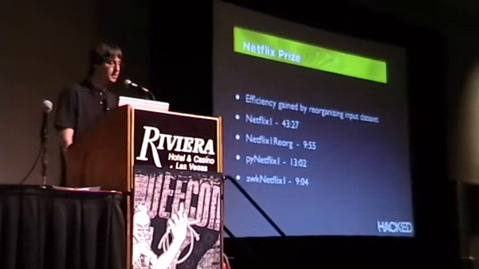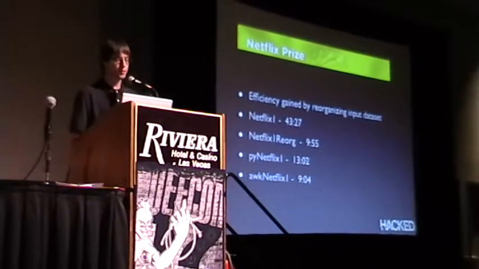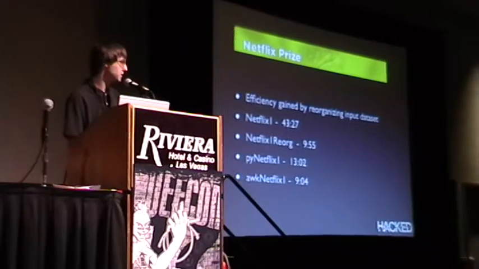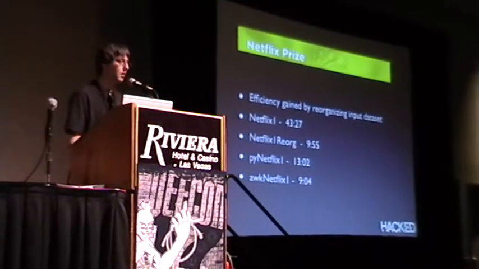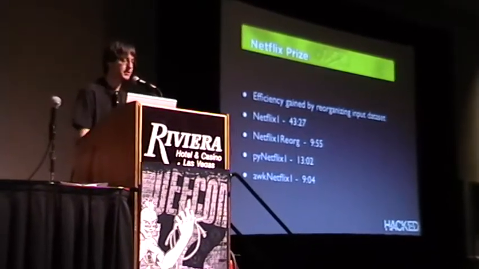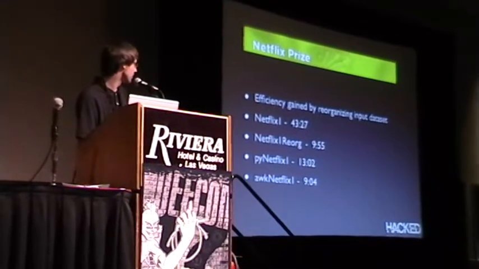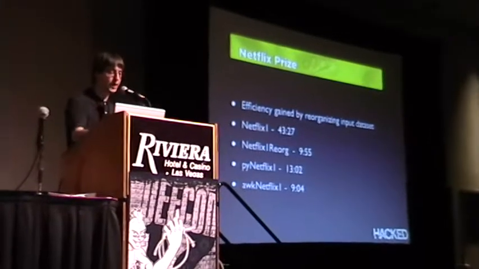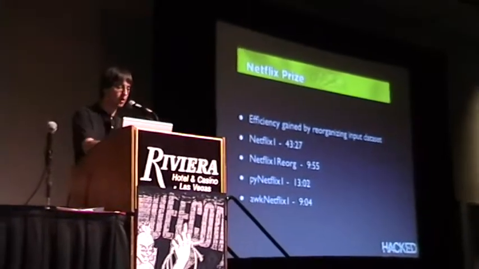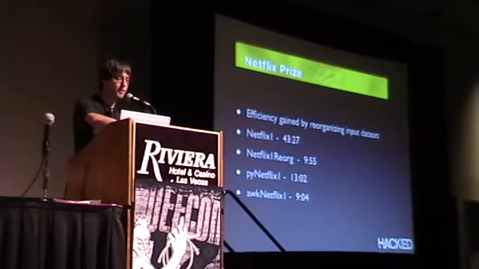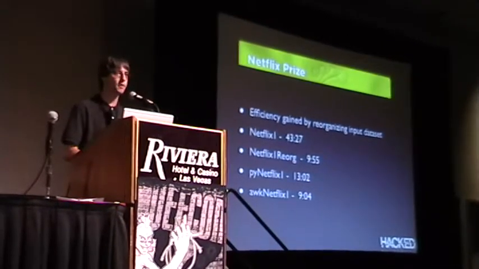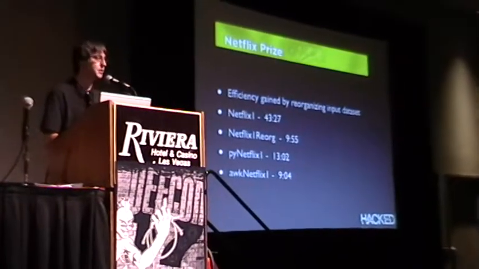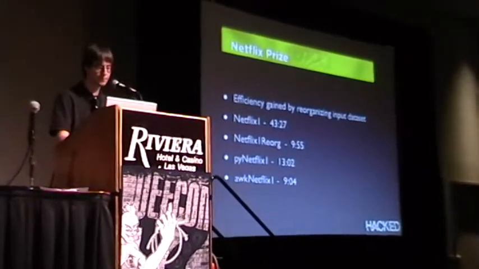So the efficiency gained by reorganizing, this is for Netflix One, which was one of the smaller programs that we wrote. It took 43 minutes and 27 seconds to run with the default data set. Just by reorganizing the input data set, you can see a 400% increase in efficiency. And then you have Python running it still faster than the original data set and awk. And we'll talk a minute about Python and awk, how they incur a bunch of overhead because they use the streaming interface, whereas the Netflix One reorg was implemented in Java, so you don't have that overhead.